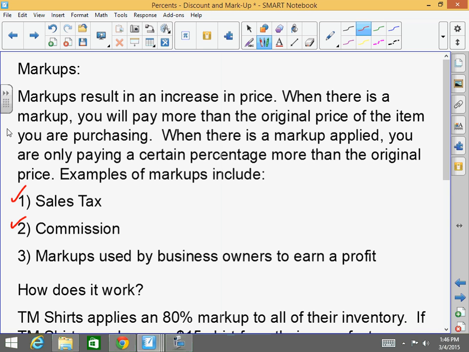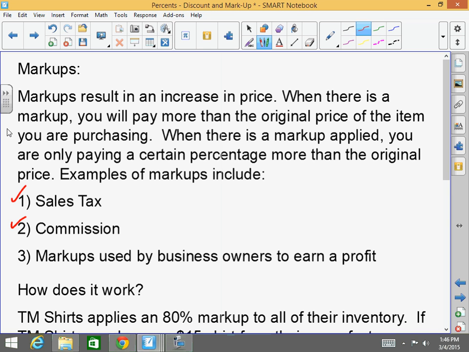Markups are used by business owners to earn a profit. If they buy something for, whatever, $3, they can't sell it to you for $3 because then they make no money. So they have to add what's called a markup to increase the price of what they bought.